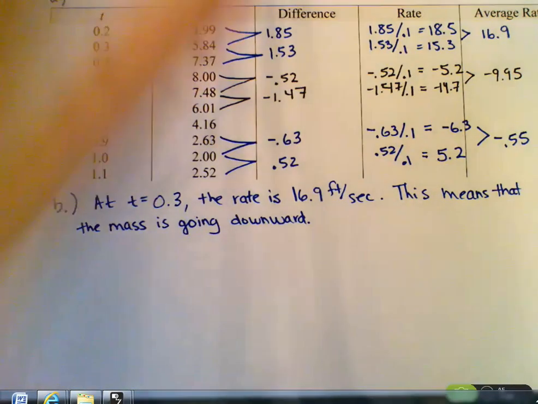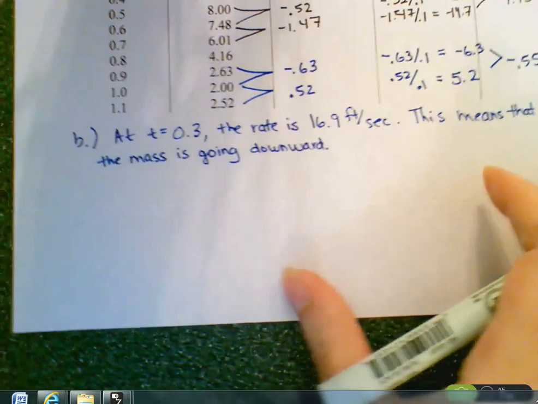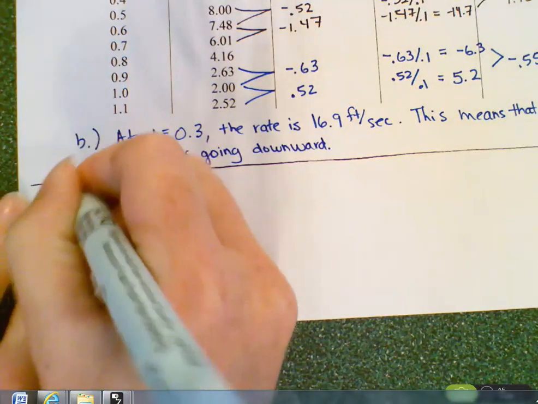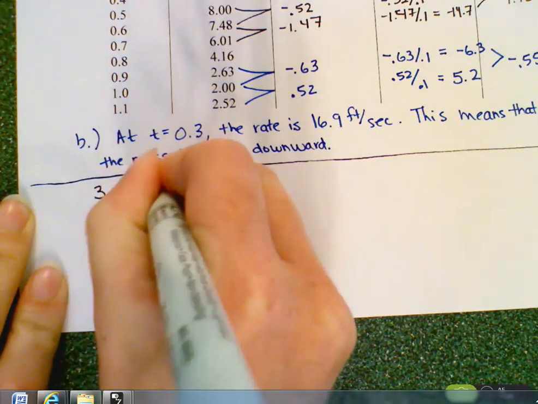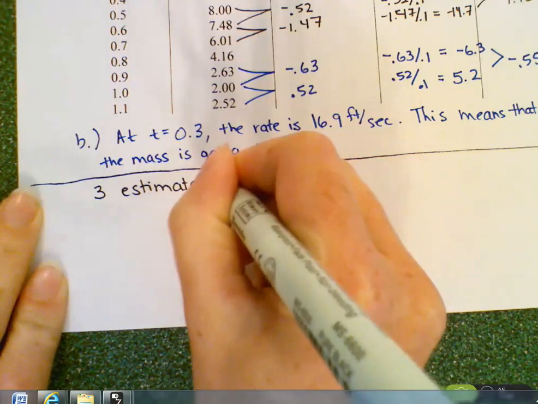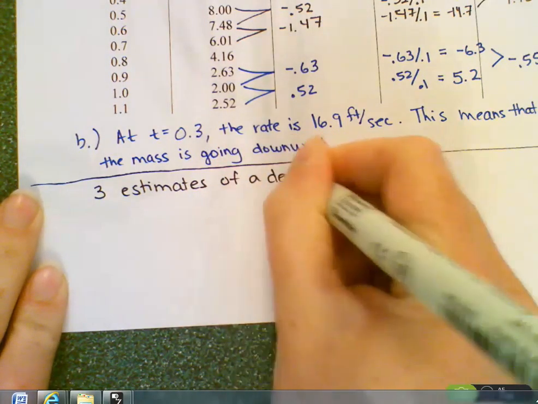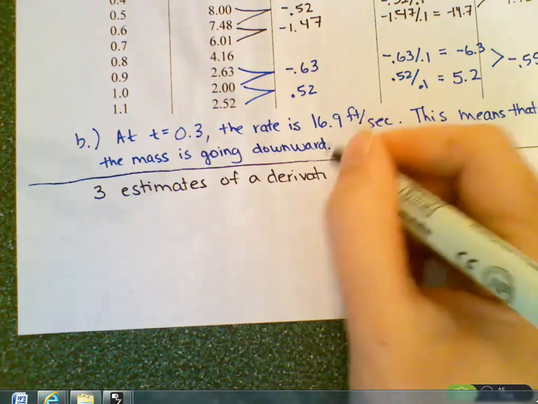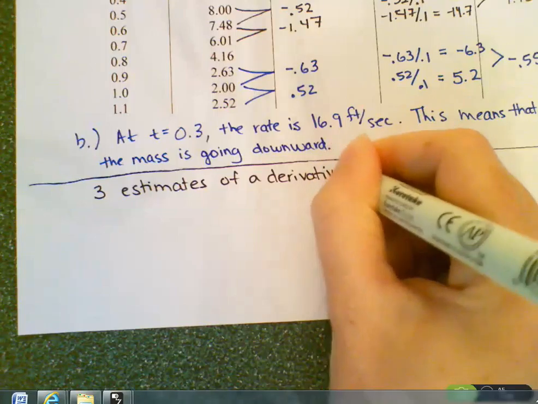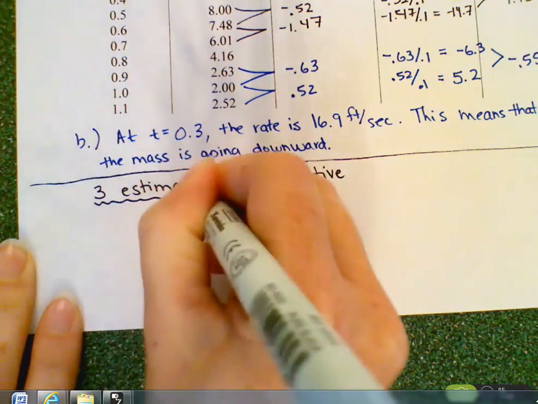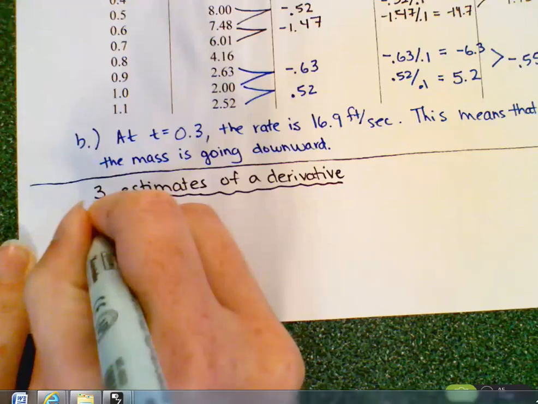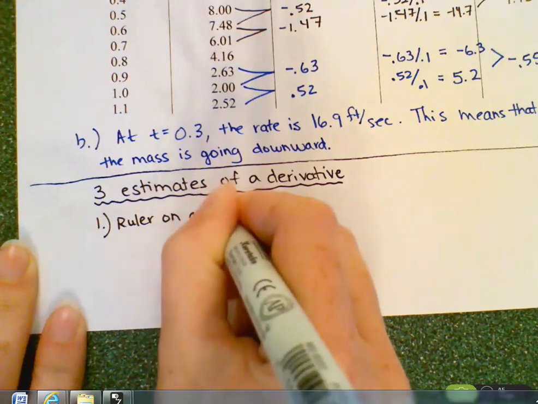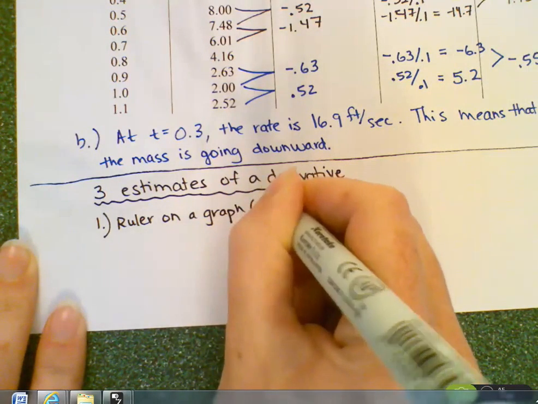Okay. All right, so let's just quickly summarize the three different ways we can find the estimate for a derivative. I'll put it at the very bottom here. So I'm going to write down that we have three different ways to find the estimates of a derivative. Remember again that derivative is our instantaneous rate of change. Okay, so the first way that we looked at in example 2 was just using a ruler on a graph. So that was just rise over run.